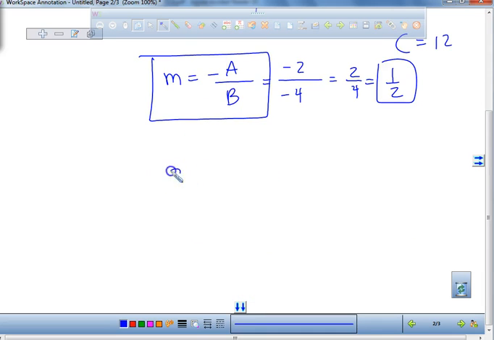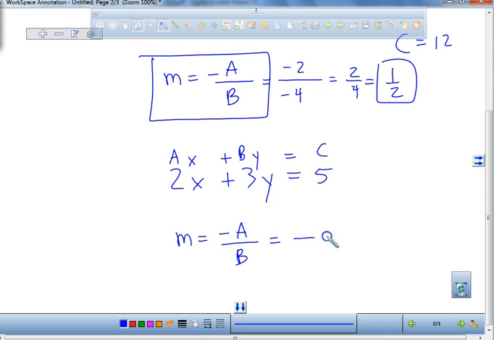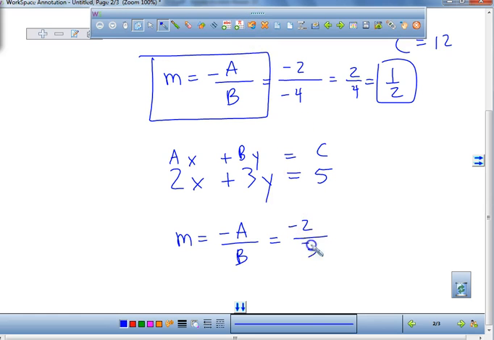Okay, one more. Here we go. 2x plus 3y equals 5. What's my a value? 2. Okay. What's my b value? B value is 3. What's my c value? 5. So I said slope is equal to the negative a value over the b value. What is my negative a value? Negative 2. What is my b value? 3. Your answer would be negative 2 over 3. So my slope would be negative 2/3 in this particular case.